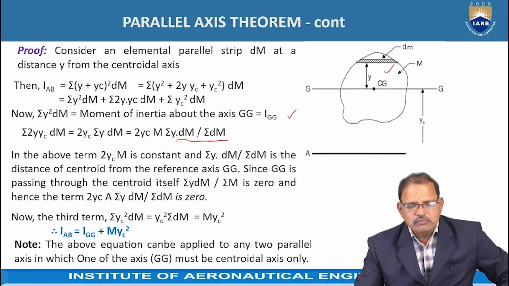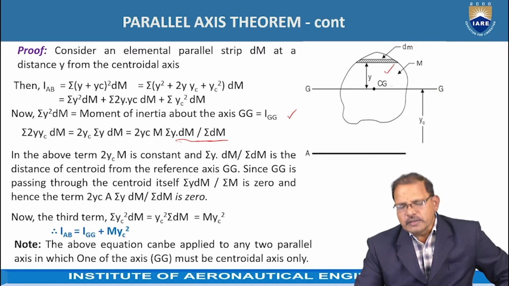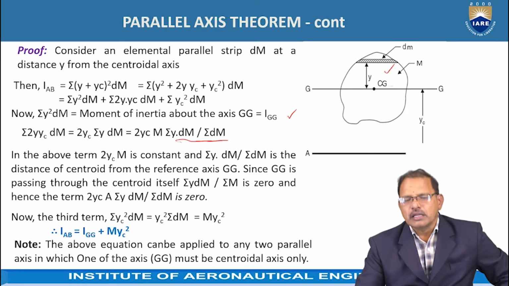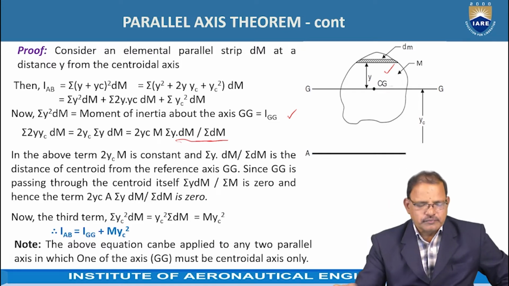Now the last term, sigma yc square into dm. It is representing the entire mass multiplied by the square of the distance between the two parallel lines. Hence it is treated as M yc square now.